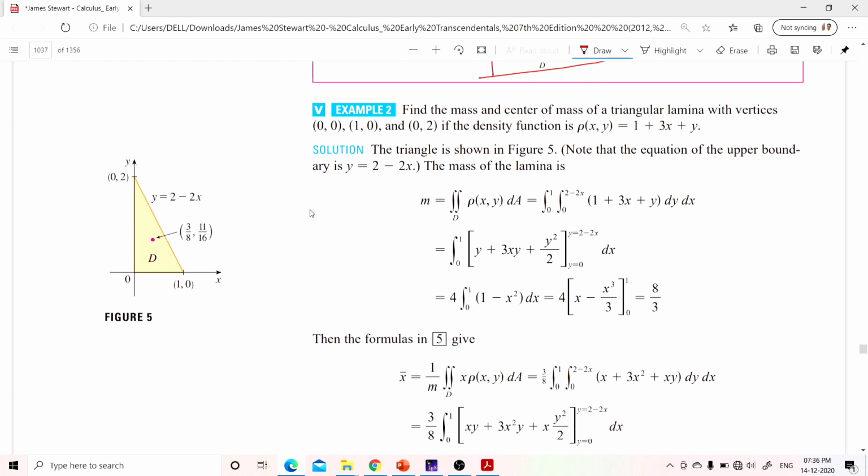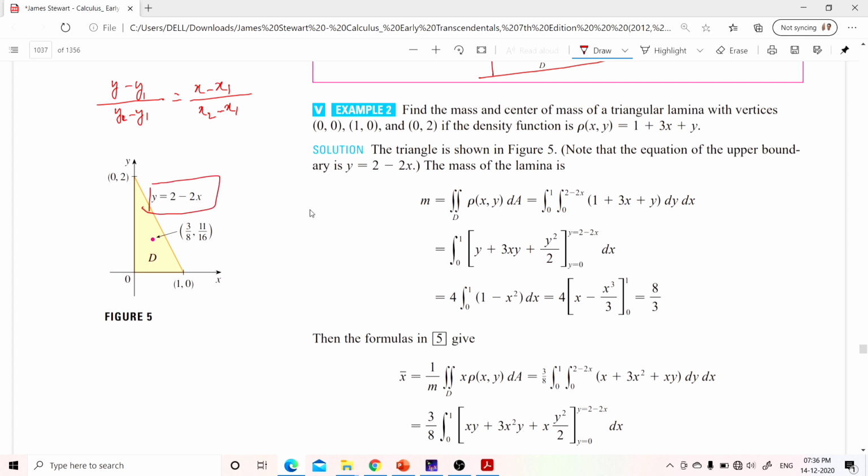Here you are asked to find the mass and center of mass of a triangular lamina with given vertices. We just plot these vertices and see what this is. We have two points, so we can find the equation of the straight line joining them using the formula (y minus y1) upon (y2 minus y1) equals (x minus x1) upon (x2 minus x1). Substitute the given points 1, 0 and 0, 2 into it.